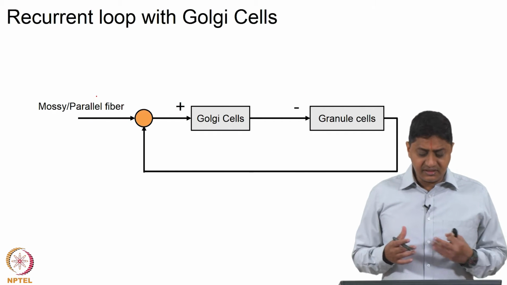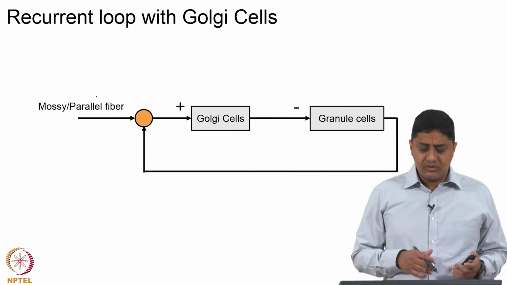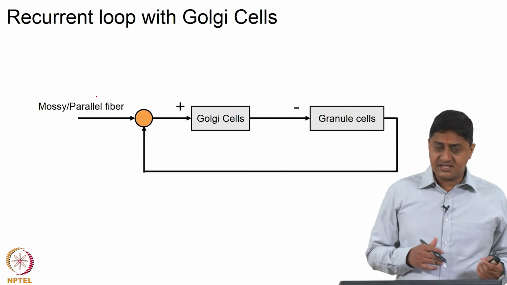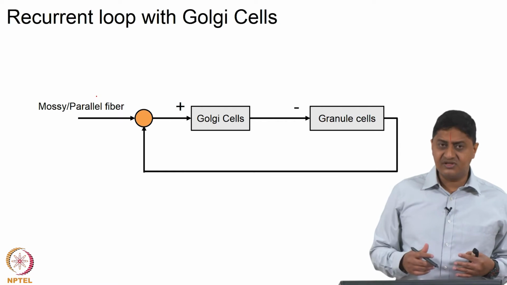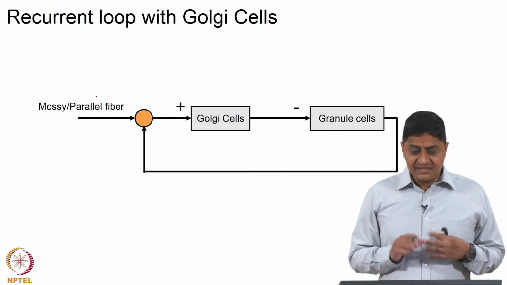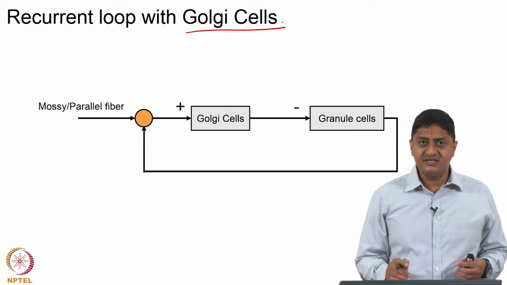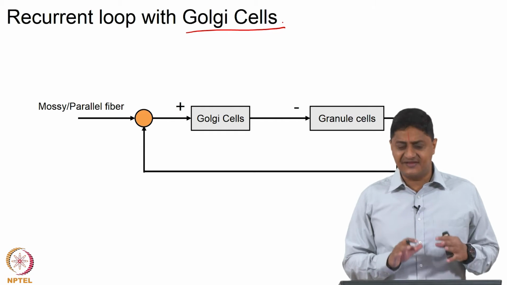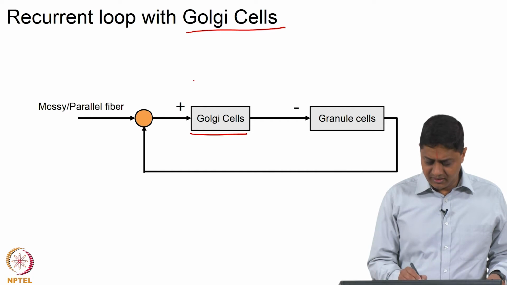Then the other recurrent loop is somewhat different from the previous loops. Note in the previous two cases, the recurrent loops were formed with structures outside the cerebellum. These were cerebral cortex and inferior olive. But this recurrent loop, the third one, is with Golgi cells, and is situated entirely within the cerebellum. It turns out that the Golgi cells are inhibitory interneurons.